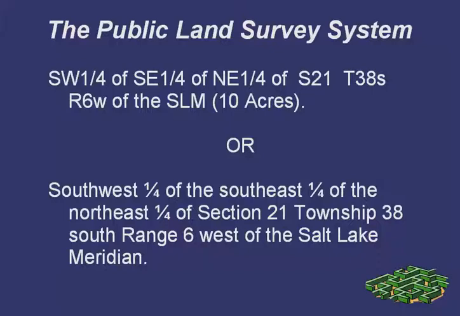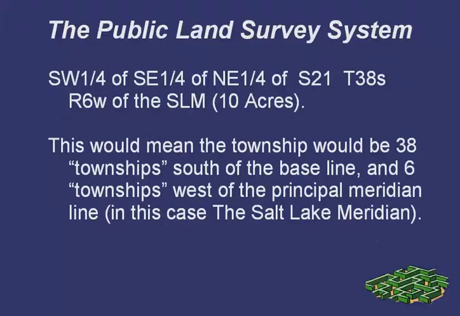And some county people will act very, oh yes, go ahead and interpret this if you can. But now you know how to break it down to where it's going: the southwest quarter of the southeast quarter of the northeast quarter of section 21, township 38 south, range 6 west of the Salt Lake Meridian. Again, not a bad thing. This would mean the township would be 38 townships south of the baseline and 6 townships west of the principal meridian line, in this case the Salt Lake Meridian.